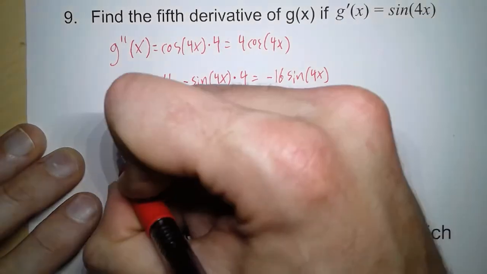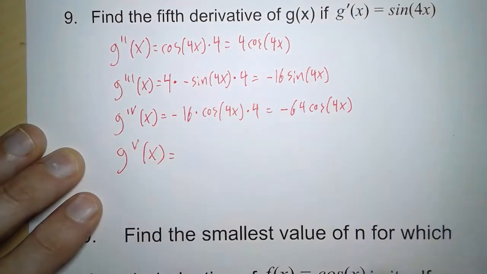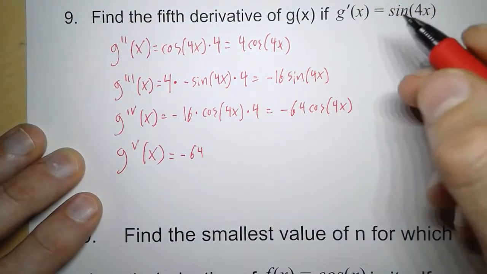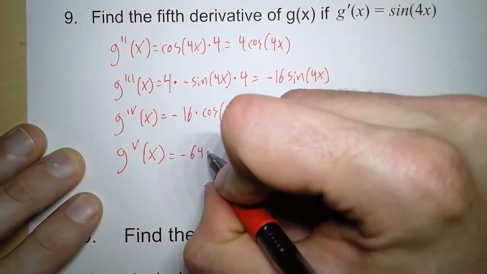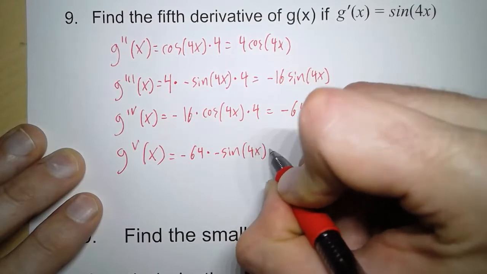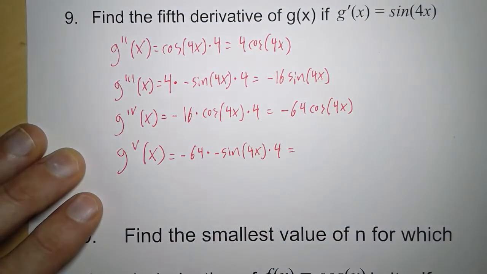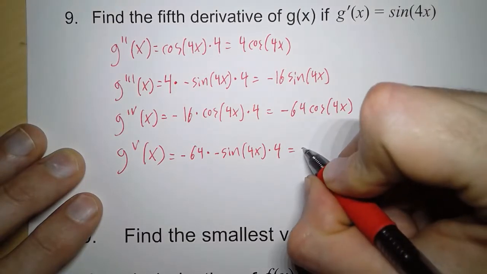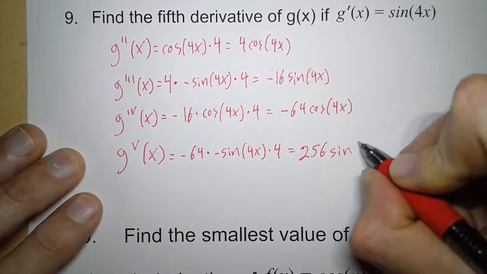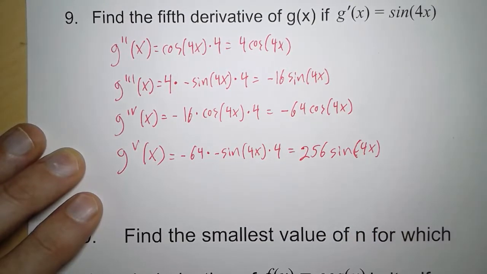And so finally, our fifth derivative, we bring down the coefficient, negative 64. The derivative of cosine is negative sine of 4x times 4. So our coefficient is positive 256 sine of 4x. That is our fifth derivative.